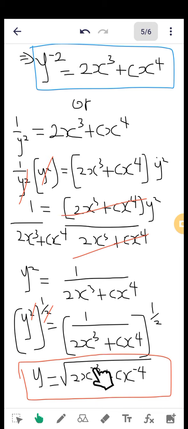So this can be written as, when this 1 over this goes up, it becomes 2x exponent minus 3 plus cx exponent minus 4. Then the half is a square root, so square root of this. So this is more or less more appreciated than the earlier form. Thank you very much.